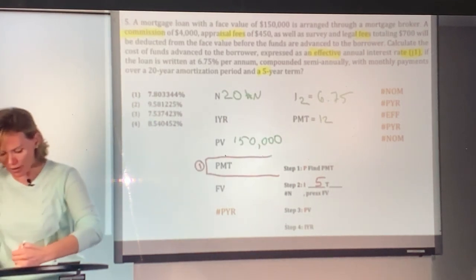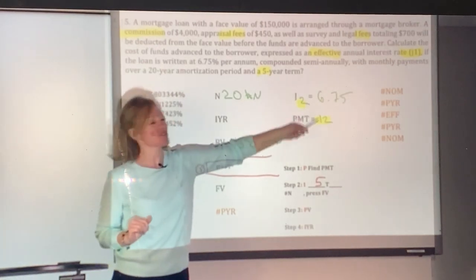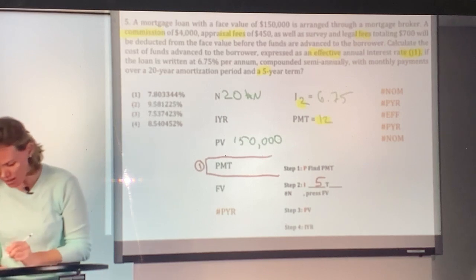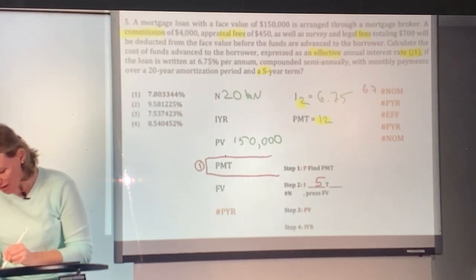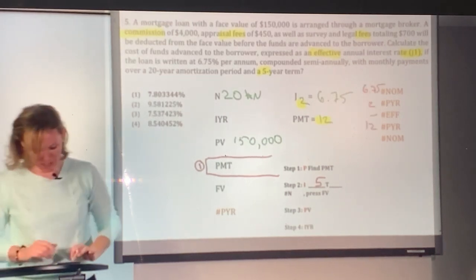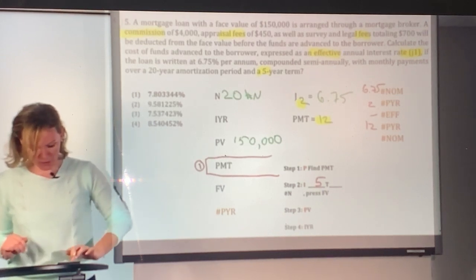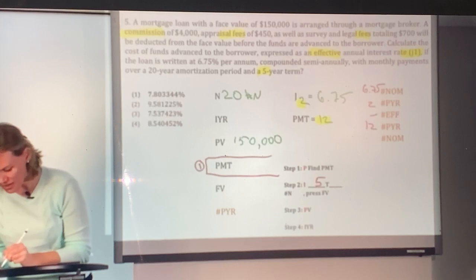So what are you going to do? You're going to start with your initial box, your comfort zone. So you're going to do the payment first. Try not to write it down anymore. Just get me to the rate, to 12. Let's see how much it comes up to, see if we match. 6.75 shift nom, 2 shift PYR, shift effective, 12 shift PYR, shift nom.